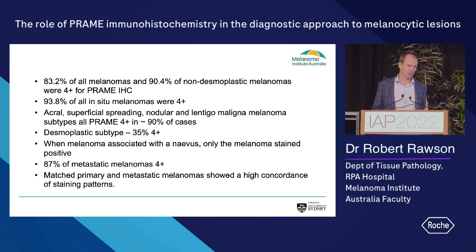And I think this is one of the great uses of PRAME, when you have a morphologically benign lesion and a more worrying lesion arising in it. If the benign lesion's negative and the worrying lesion's positive, I think that's extra confidence that it's a melanoma arising in the nevus. Roughly the same amount of metastatic melanomas stained positive, 4+ positive, and there was good concordance between matched primary and metastatic melanomas. And these are just a couple of examples.